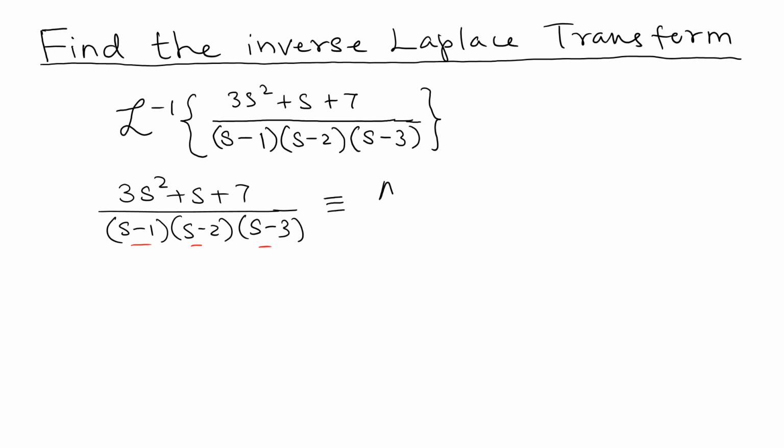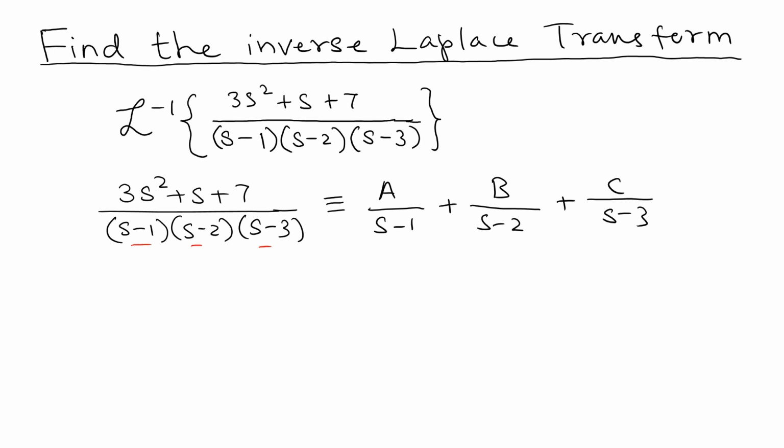We write this as A over s minus 1 plus B over s minus 2 plus C over s minus 3. I know that sometimes some people write this with just an equal sign. That is not actually correct because we can use the properties of identity. If you write just an equal sign, you cannot use properties of identity and your argument is incorrect. So make sure you write three lines here to show this is an identity, so the both sides are exactly equal. That's what identity means.